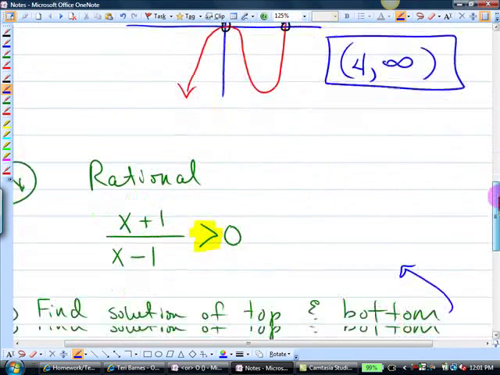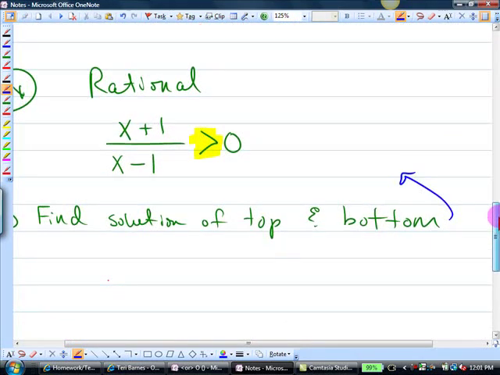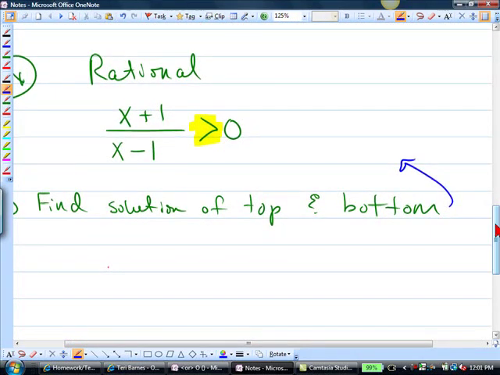All right, here's a rational one. All right, this is different. You're not going to put this in the calculator. Okay, there's some steps for this.